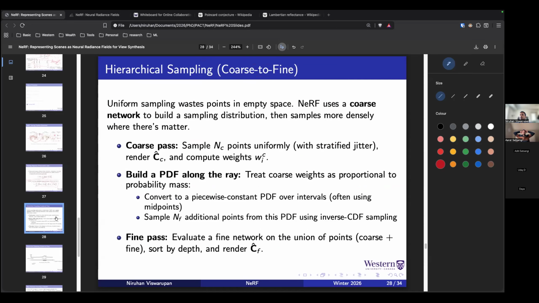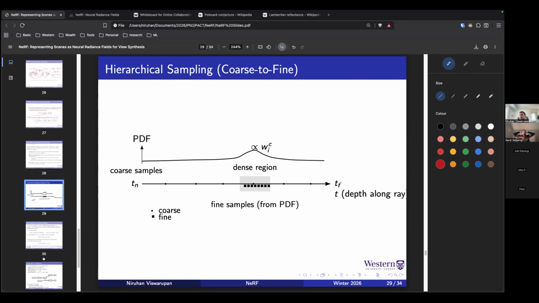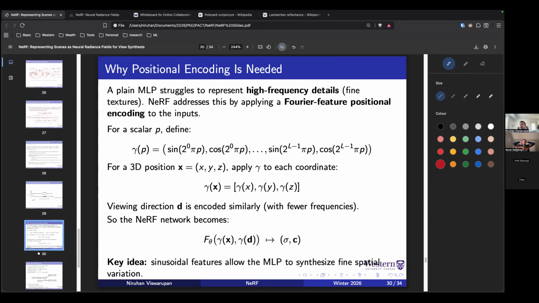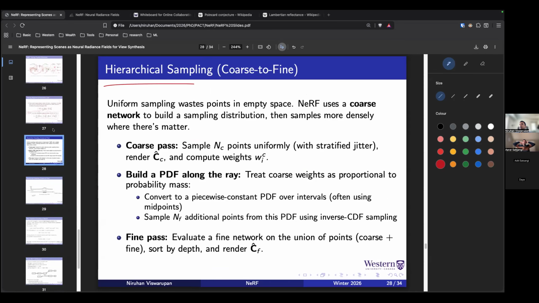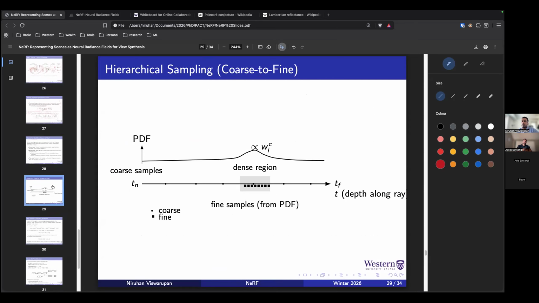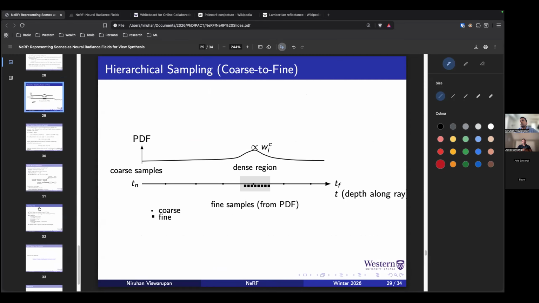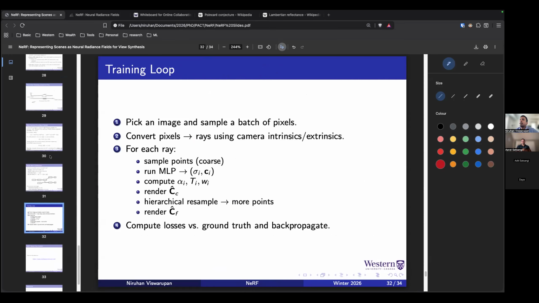And there is some hierarchical sampling. I think I can stop here. These are not really important to the theory. These are just some mechanical things that they have done to improve the performance, like hierarchical sampling and then the coarse pass and fine pass. Those things I think we can skip. If you are interested, ask me. Otherwise, I'll stop here and just skip to the training loop.